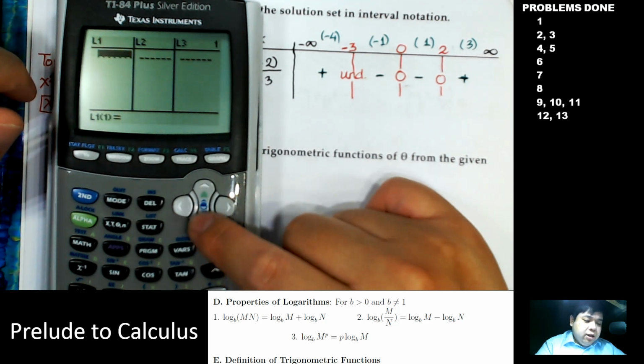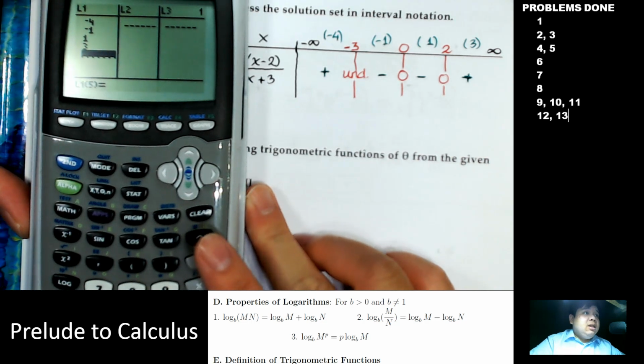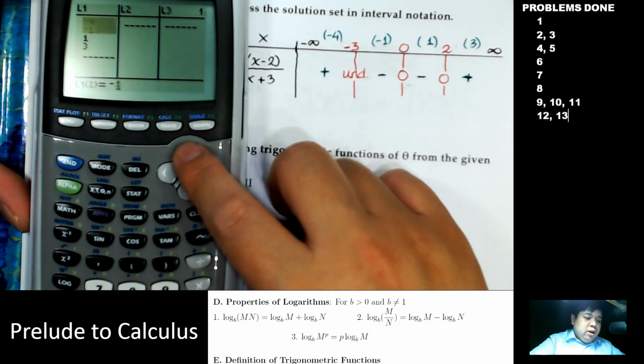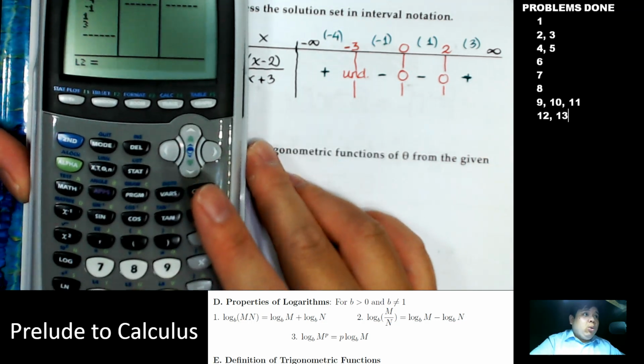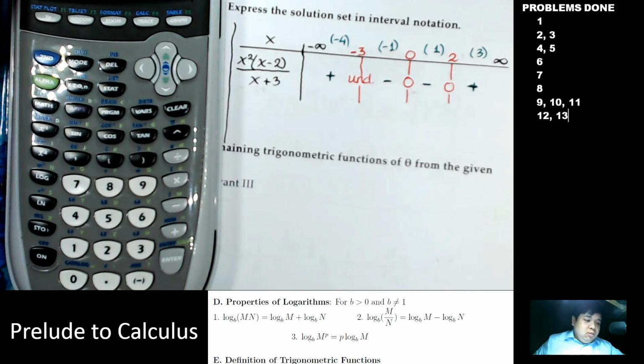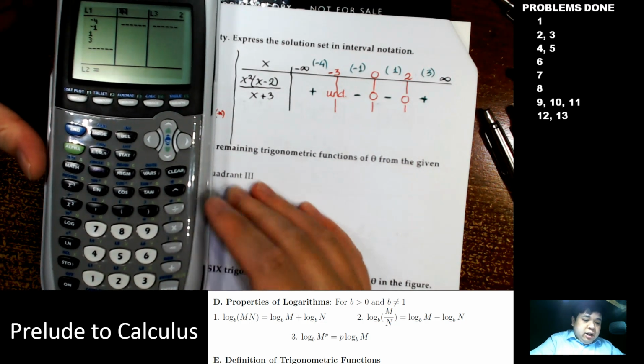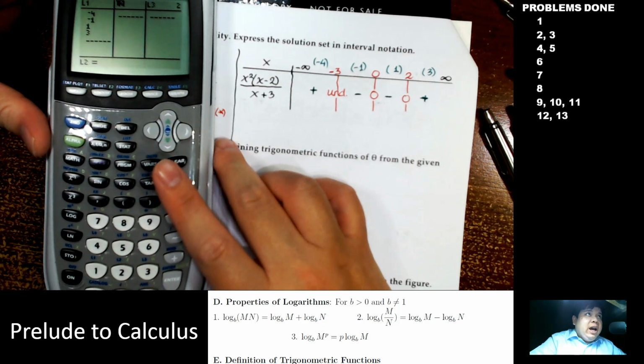And clear the list. We have -4, -1, 1, and 3. So we have those numbers. Next, for list 2, we will highlight the list. What we enter now is the function, but instead of x, we use list 1. Let me zoom out a little bit. So we'll see we have x squared, so it will be L1 squared.